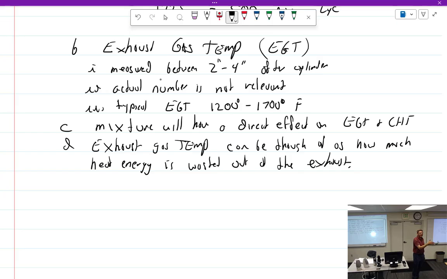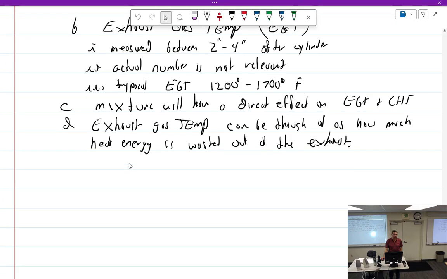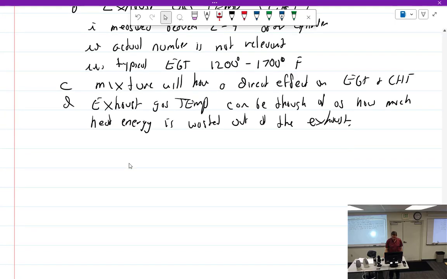So more heat energy is wasted out of the exhaust. That's fact. So I said it's not true, you just have to be careful how you think about it. Just because you're increasing EGT because you're increasing power doesn't necessarily mean that.